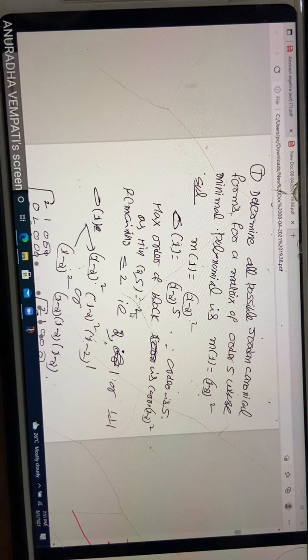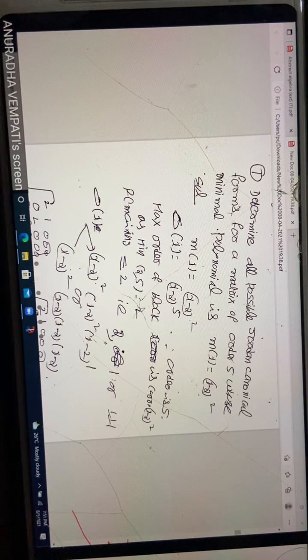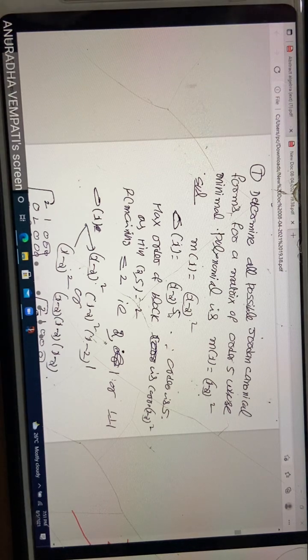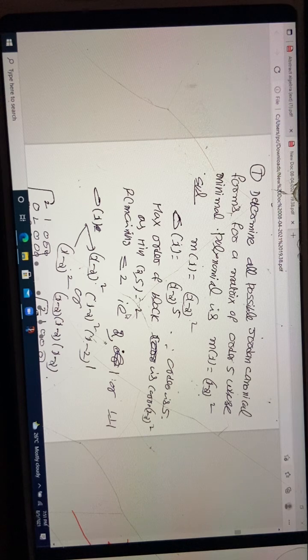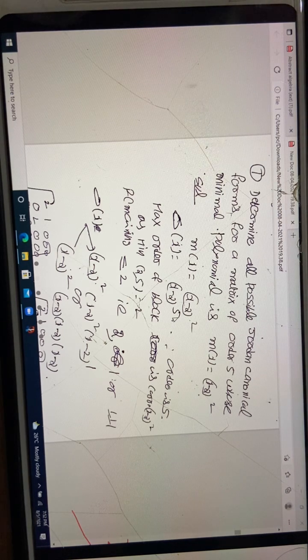Because already one block of order 2 we got, but the order is 5, we should get a 5 by 5 matrix. Here we get only 2 by 2. How to get 5 by 5? Remaining blocks should be of order 2 and 1, so that 2 plus 2 plus 1 is 5. They can be either equal to this or less than this. So we can also have 1, 1, 1. Here 2 is there, here 1 plus 1 plus 1 is 3.